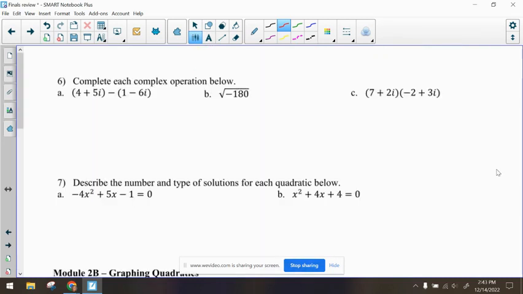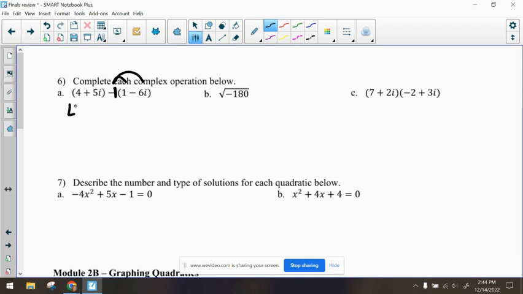Question 6 asks us to complete each complex operation below. So we have 3 different complex operations that we're given. The first one, they have that minus sign in front. That's an indicator that we're doing subtraction. So I have this invisible 1 here that I will be distributing through as a negative 1. So we can't just drop the parentheses. This is not a multiplication problem. This is just combining like terms after we distribute that negative 1.